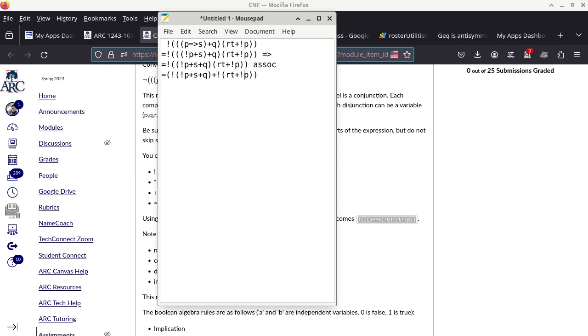So with this one, this is De Morgan's law. I'm just going to use DM to represent De Morgan's law. And after that, the outermost parentheses are not needed anymore, so I just take them out. Are we still doing okay so far with the explanation?